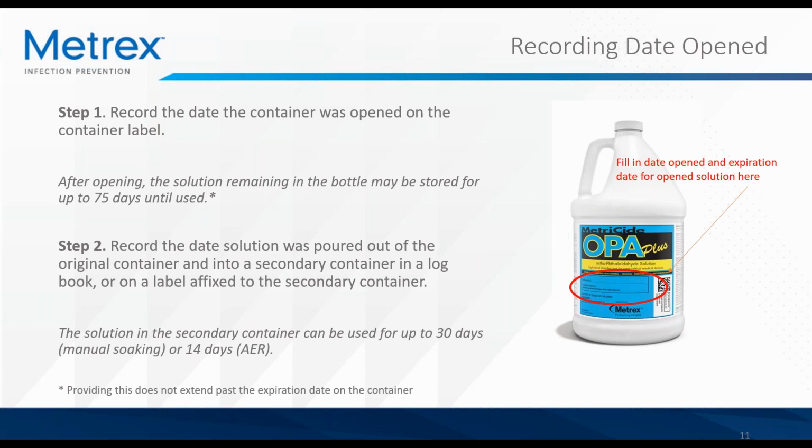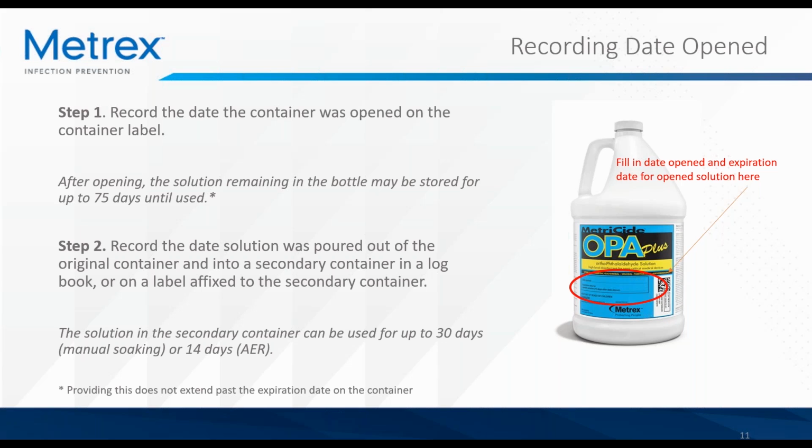Beyond being aware of the reuse period, it's also important to record dates pertaining to the reuse period. The first date to take note of is the date that the bottle is first opened. You'll want to record this date in the space provided on the MetriCide OPA+ bottle label, along with the opened bottle expiration date of 75 days after opening.